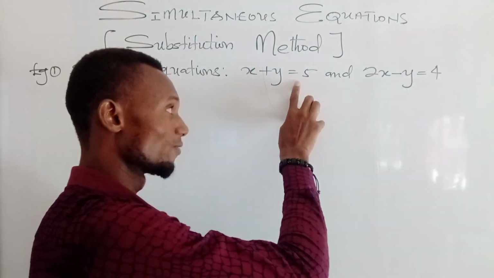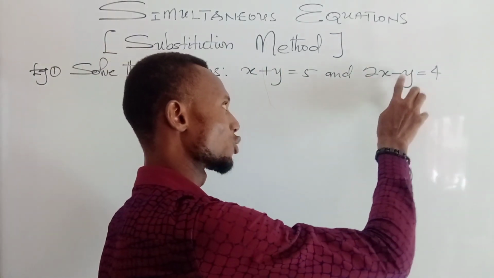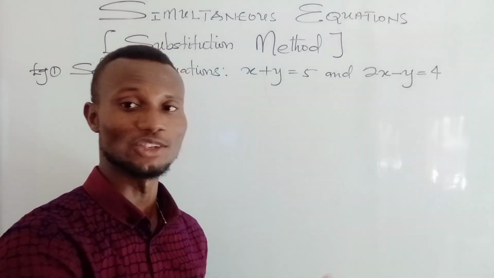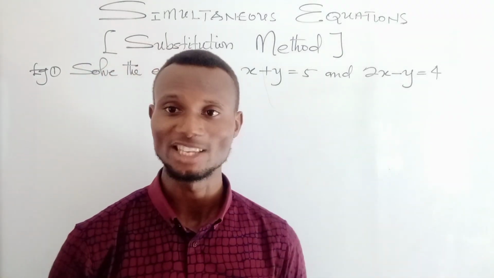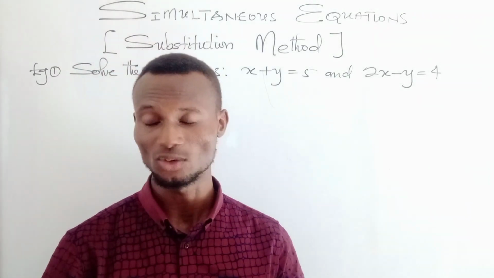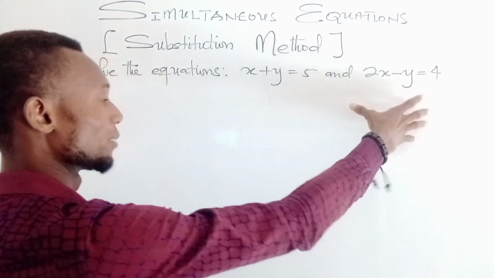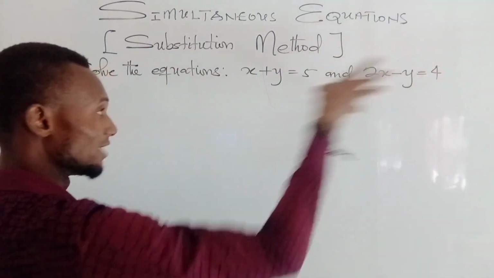We have x plus y equals 5 and 2x minus y equals 4. So the first step is that you are going to label the equations. As you can see from the board, we have two given equations.